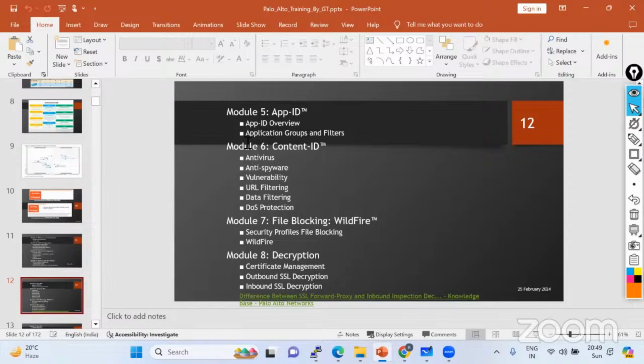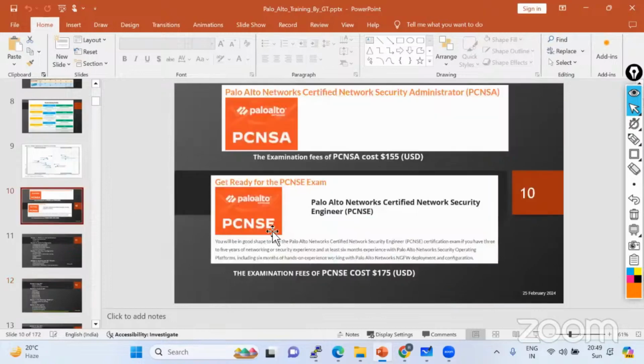Why? Because a normal engineer of any firewall has a basic understanding of policy and networking, but when you talk about the application identification engine, content inspection, real-time virus protection, real-time spyware protection, real-time vulnerability protection, real-time URL filtering, data filtering, DoS protections, file blocking, WildFire, SSL decryption, this is going to make the difference between you and your colleague if you know all these things. And that's why you are going to become a PCNSE engineer.